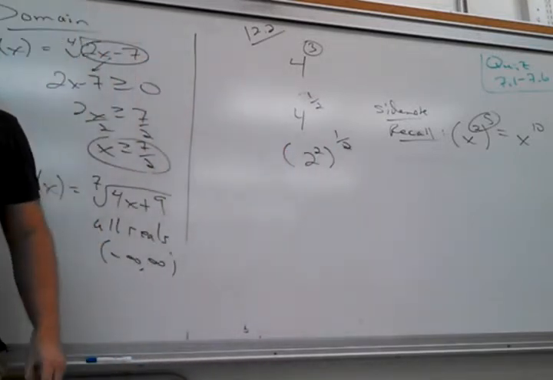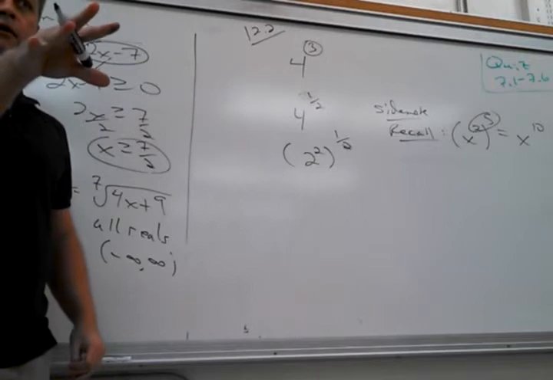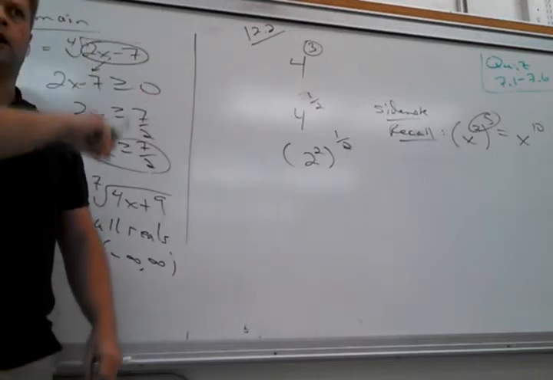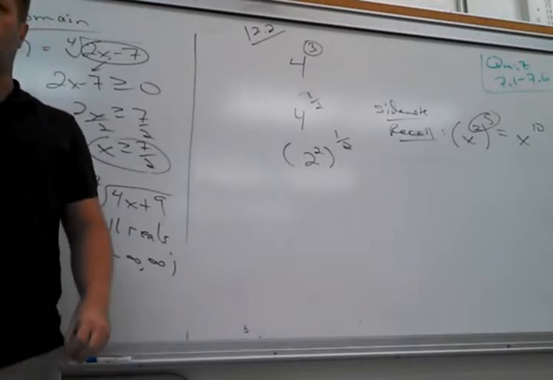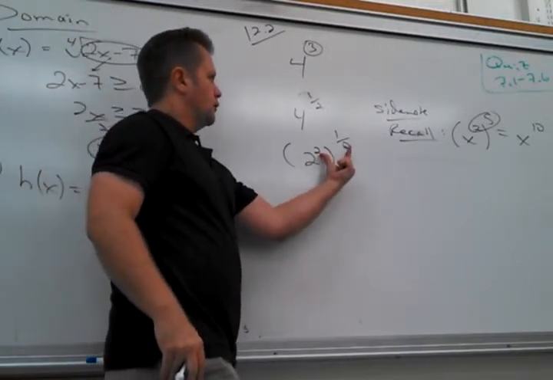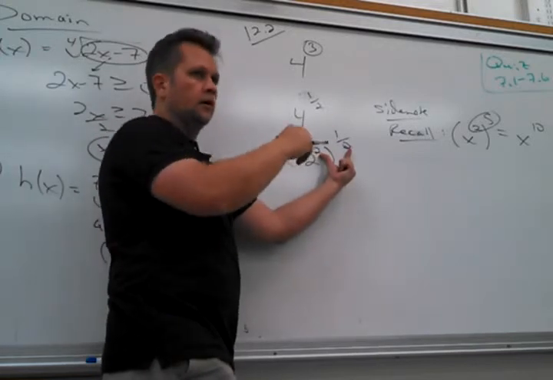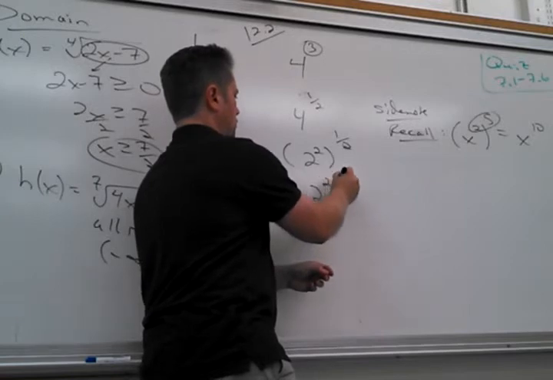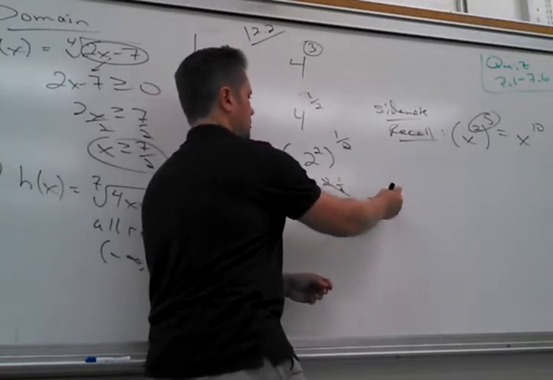You guys with me? Now what I'm doing right now is explaining why this works. This is not something you would be asked to do. I'm explaining why fractional powers are what they are. What do I do with these powers? Cancel them, because I multiply them. So it'd be 2 times 1/2, so it's 2 to the 1st.